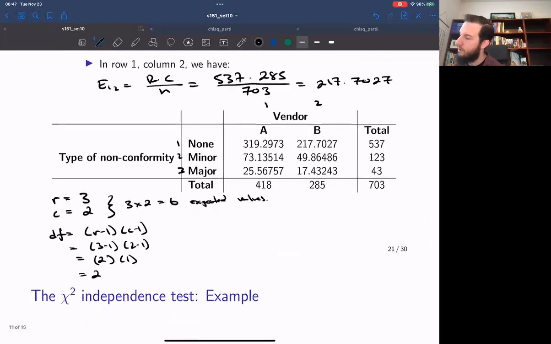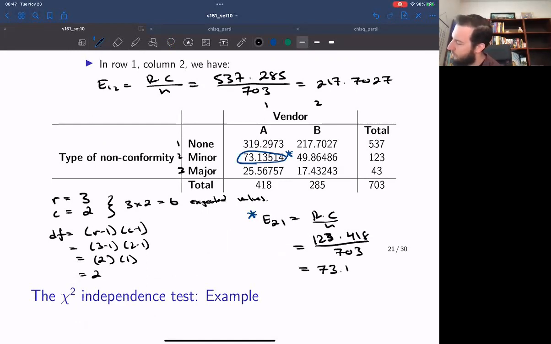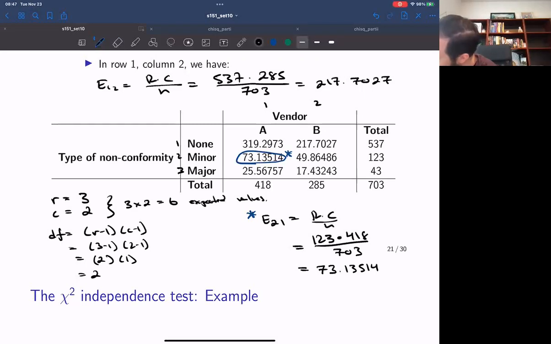I'll give you one more just to make sure that it's clear. Okay, so this would be the expected value for row two, column one, which is R times C over N. So now the row total is 123 times the column total, which is 418, divided by the sample size, which is 703. And that gives us 73.13514. Right. So this is the same process we have to use to find all the expected values. You're matching row to column total, divide by sample size, and you just match throughout the table depending on where you are in the contingency table. Any questions?